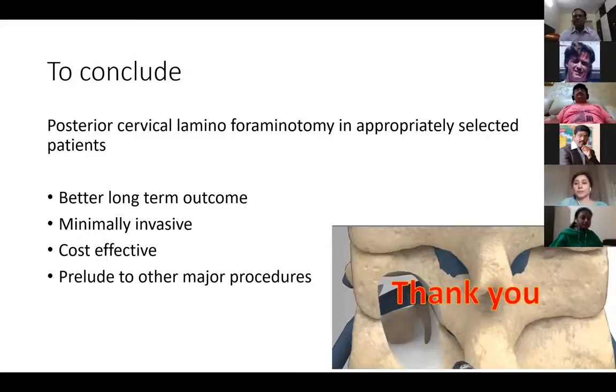Thank you, Rupesh sir. It was a very nice talk and very explanatory about anterior and posterior minimally invasive surgeries. We are again short of time, so I hand over to Dr. Anila to introduce the next speaker. Dr. Anila.